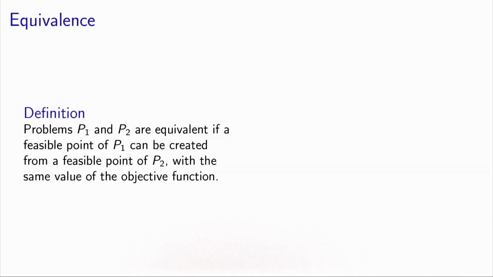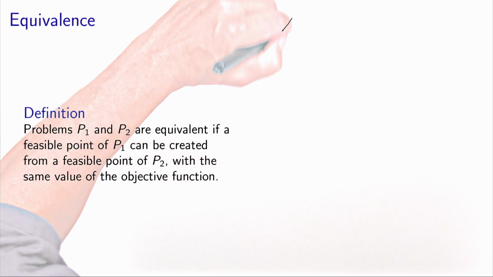Before doing that, let's clarify what we mean by two problems being equivalent. So we have two problems, the one that you have written and the one that you should submit to the algorithm. And we will say that these two problems are equivalent if you can create a feasible point of one of the two problems from a feasible point of the other problem. And these two should achieve the same value of the objective function. Let's take an example.